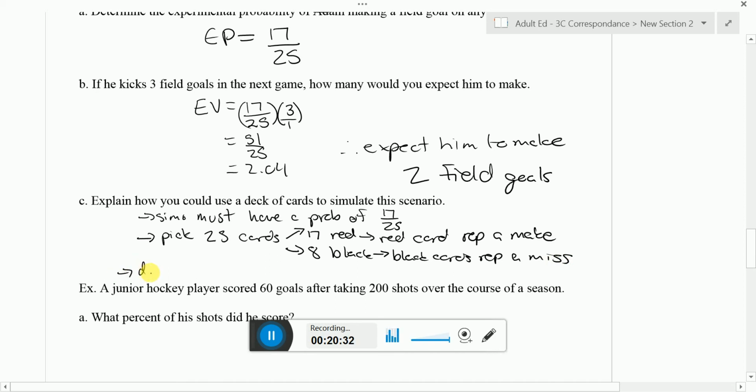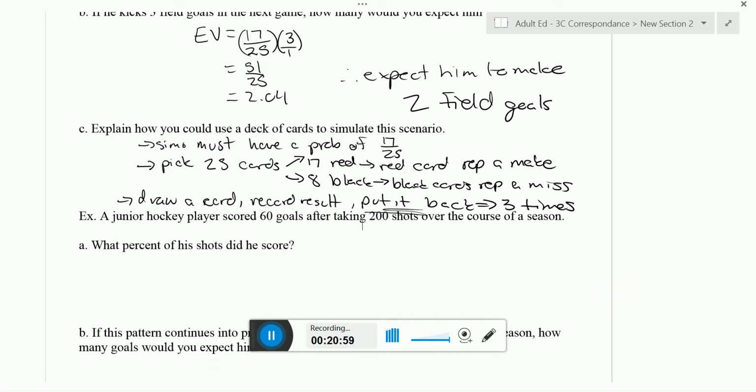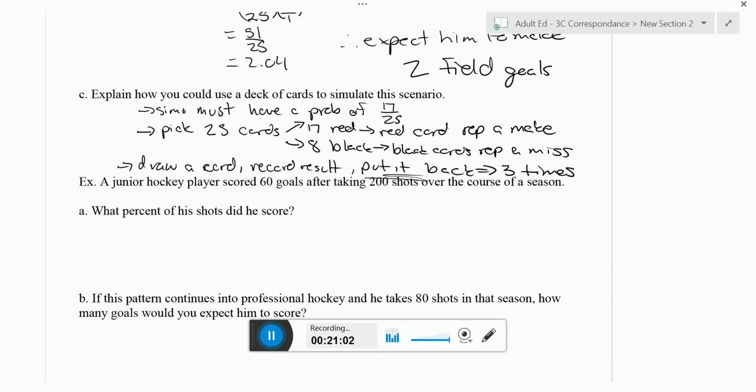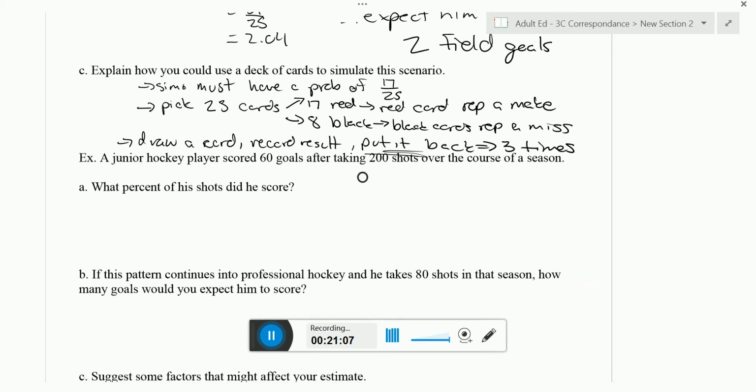I would draw a card, record the result, and then put it back. And I would do this 3 times to represent his 3 kicks. Again, the key there is that we put it back, otherwise the probability changes. Now, that was a real life application, kicking field goals, but we're now going to look at another one and analyze it.